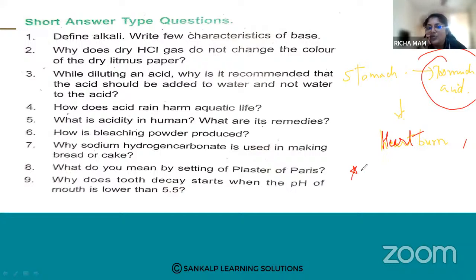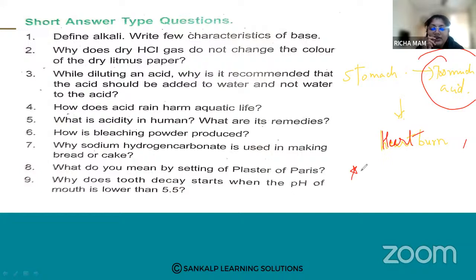When you consume more alcohol, if you have more stress, or if you are smoking frequently, these are some of the reasons for causing acidity. Now, what are its remedies?